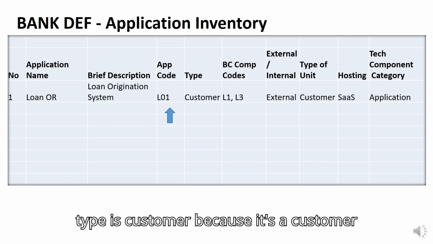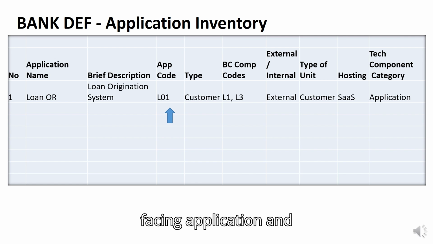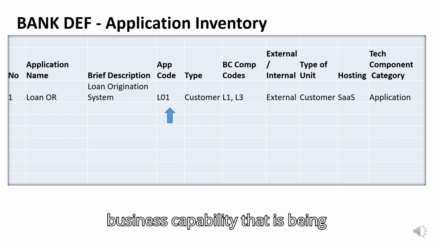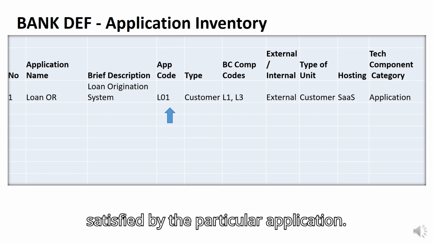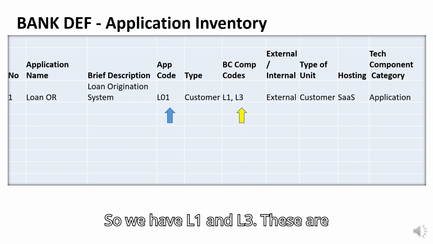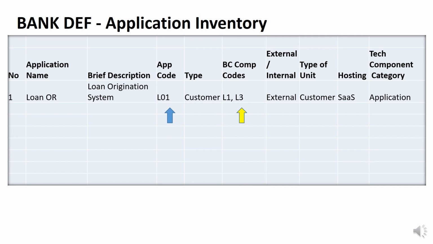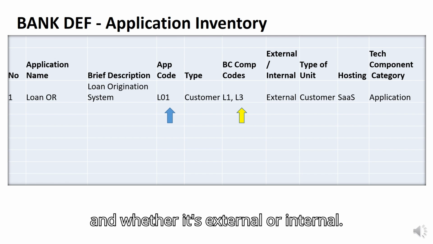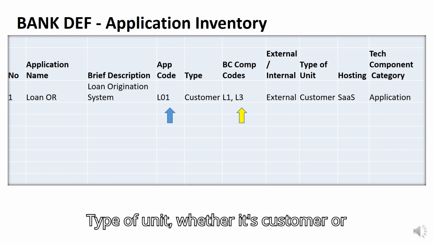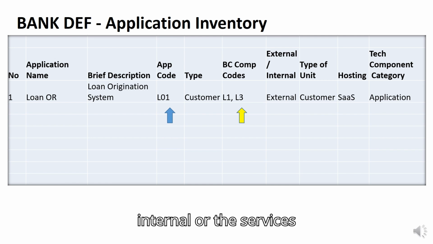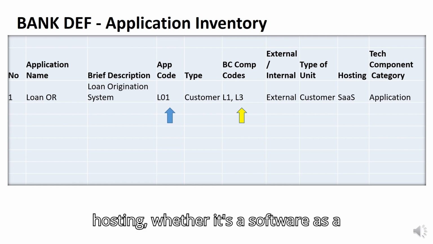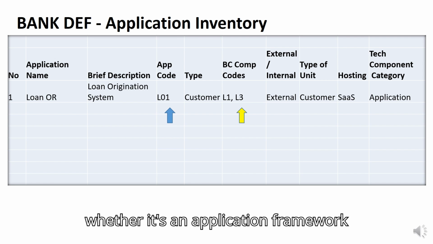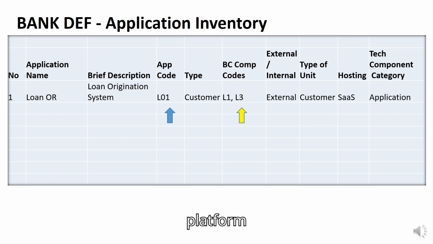Type is customer because it's a customer facing application, and this next column actually indicates the business capability that is being satisfied by the particular application. So we have L1 and L3. These are the business capability components corresponding to the L01 application, and whether it's external or internal, type of unit, whether it's customer or internal or services, hosting, whether it's software as a service or infrastructure as a service, and finally the tech component category, whether it's an application, framework, platform.